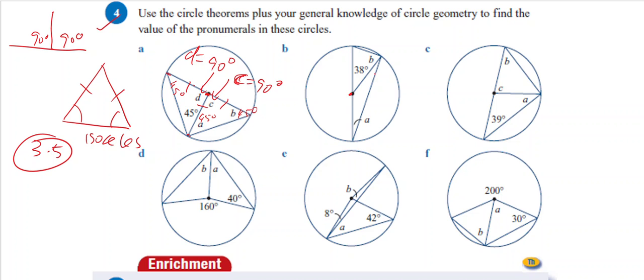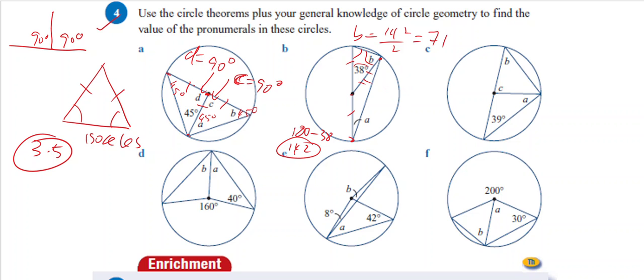Similar with B, we're using the isosceles triangle property. From the center to the outside is the same, that's one radius. So first things first, this is also isosceles. If this takes up 38 degrees, I go 180 minus 38, so that's 142. If I divide that by 2, because these two angles are equal, B must equal 142 divided by 2, which equals 71. So how do I get A?